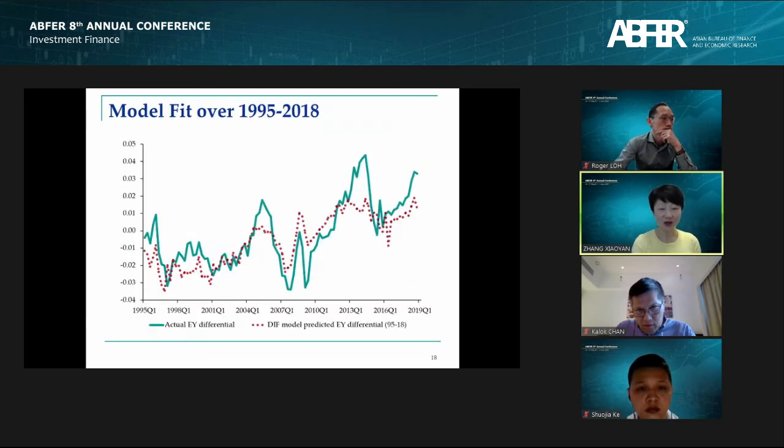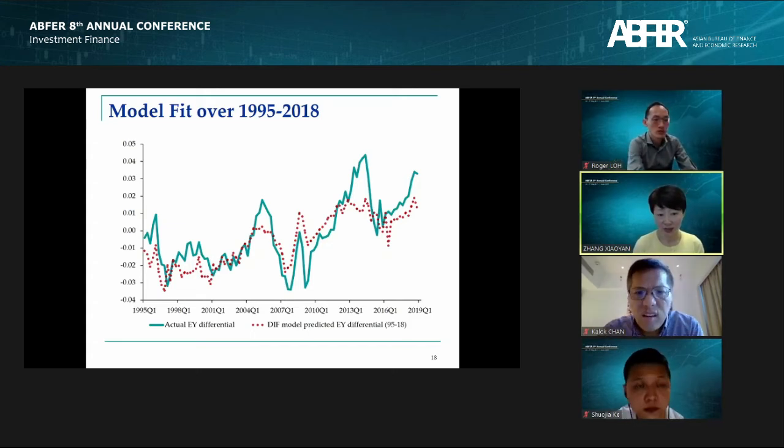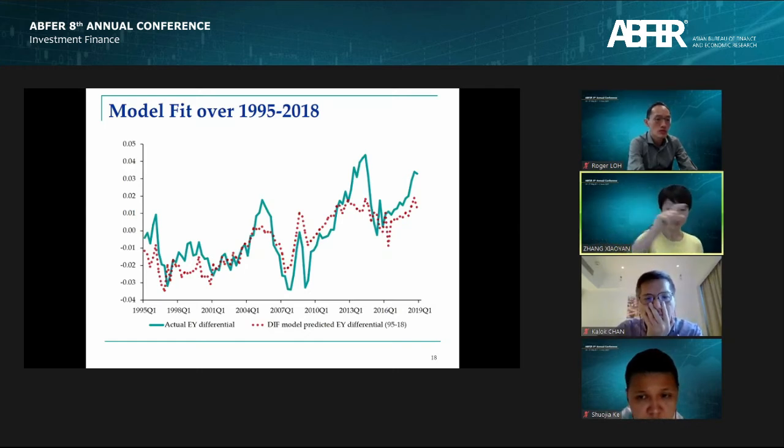Okay, now here's the model fit. Does our model explain the dynamics of the valuation ratio nicely? This is a differential valuation ratio. The green one is the data. The dotted one is our model prediction. So we think we are doing a great job here.